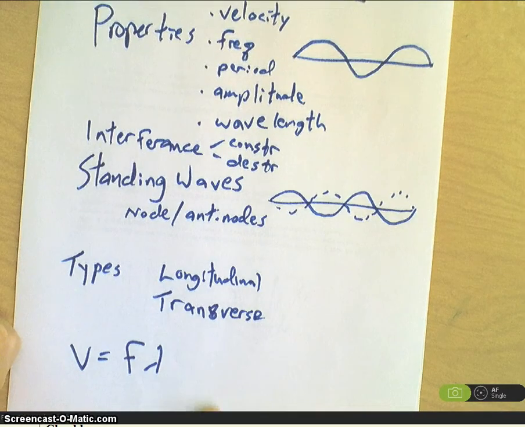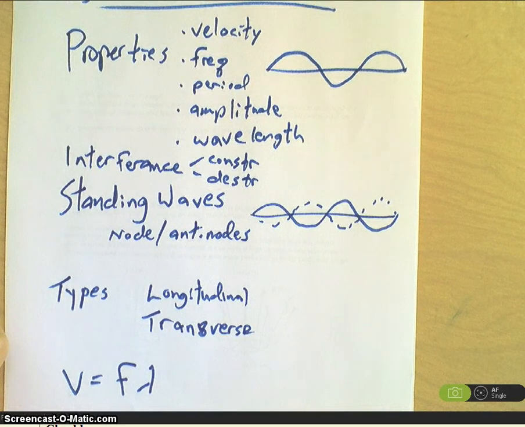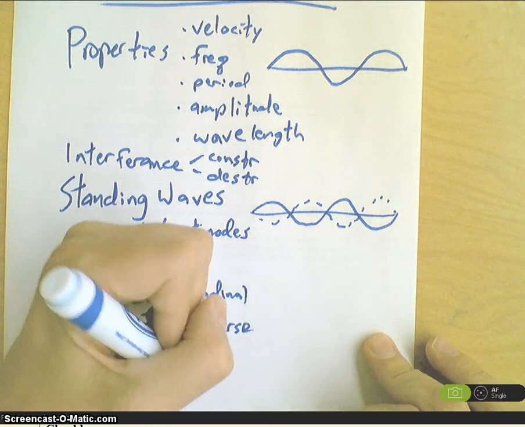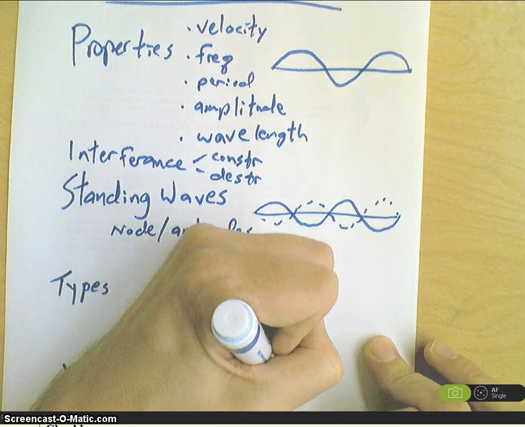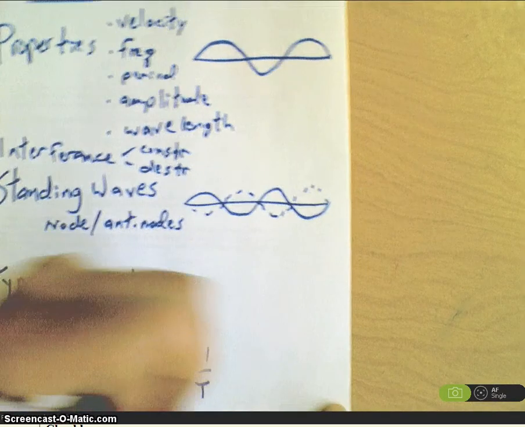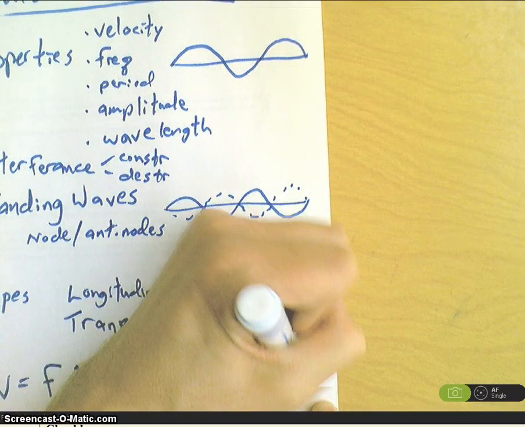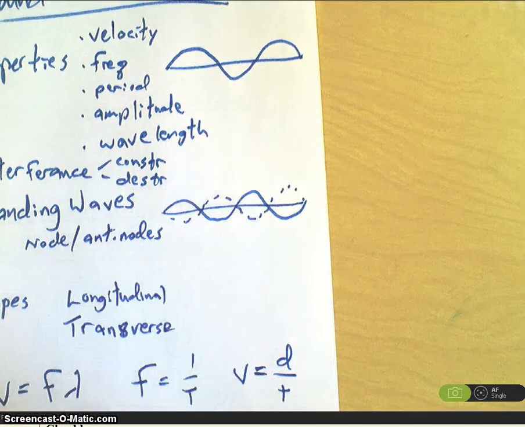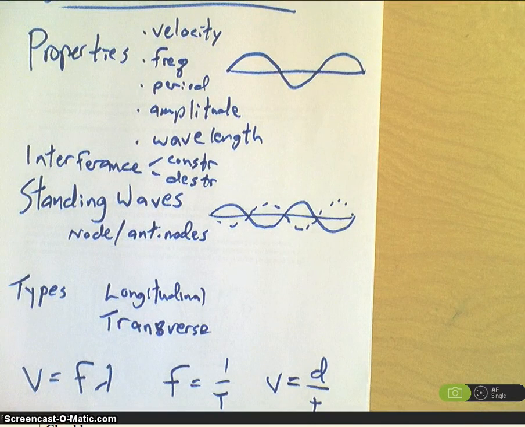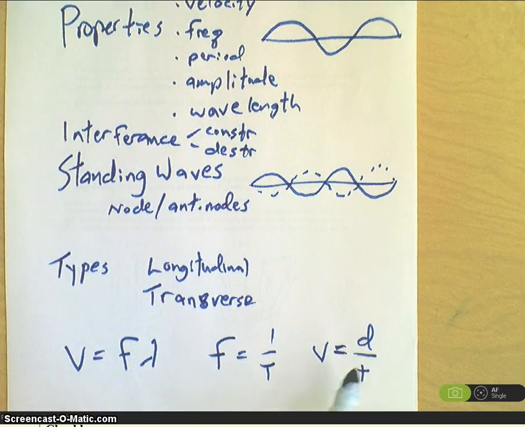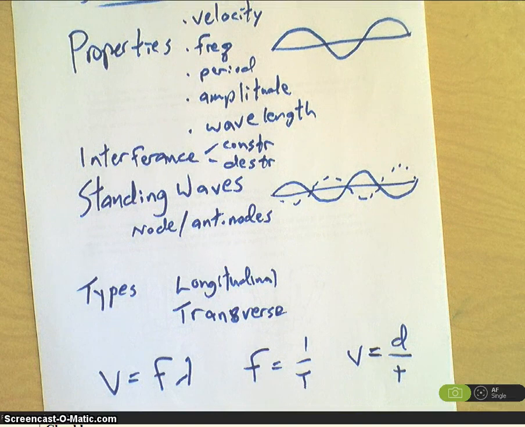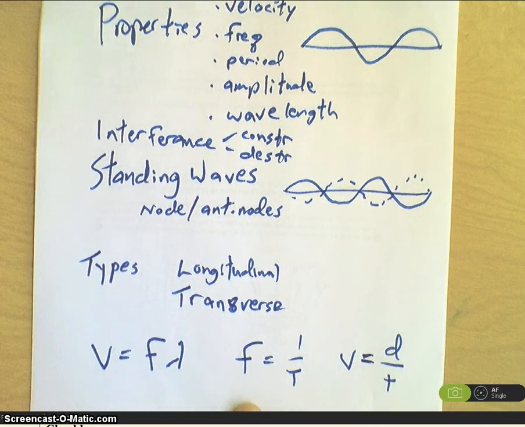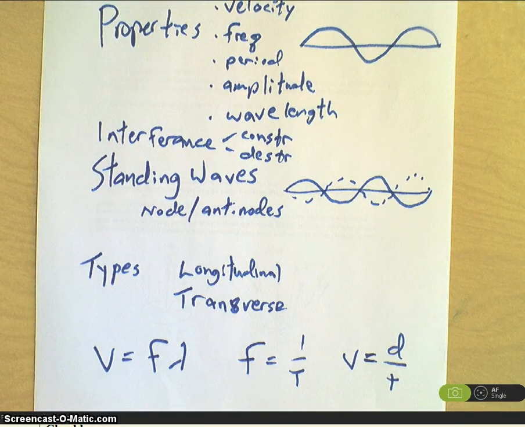There's two other equations that we have. V equals f lambda. What else? The relationship between period and frequency. And of course, there's v equals distance over time, not to be confused with the wave equation. A wave travels a certain distance in a certain amount of time, so you could figure out its velocity using that, or perhaps that. All right, so that's basically a very good overview of waves.